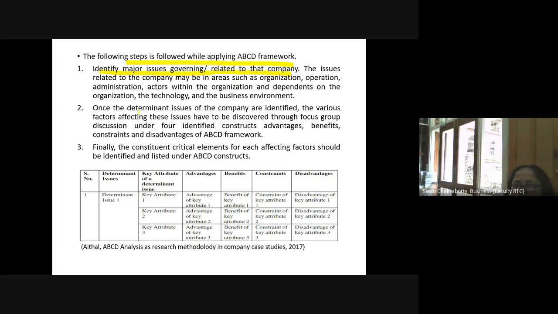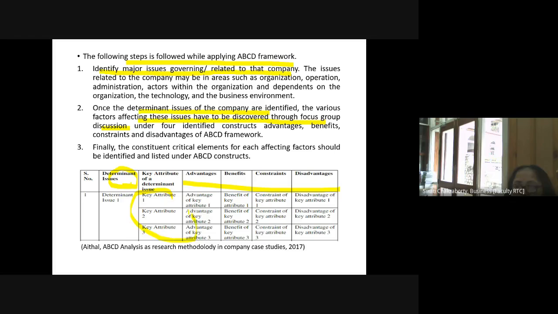Once the determinant issues are identified, this is the first step where you identify the various factors that affect these issues. This has to be discovered through focus group discussion and under 4 different headings, right? For the first issue, there could be four factors, or one, two, three factors.